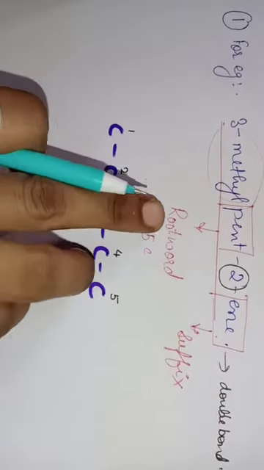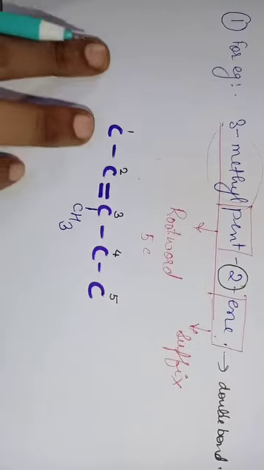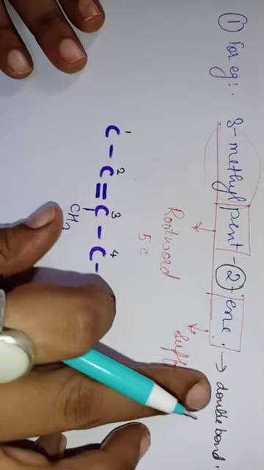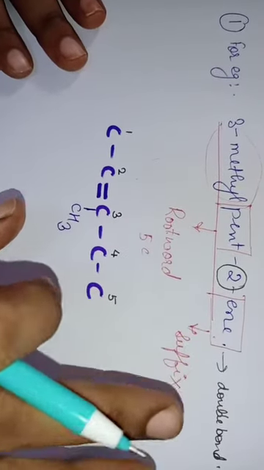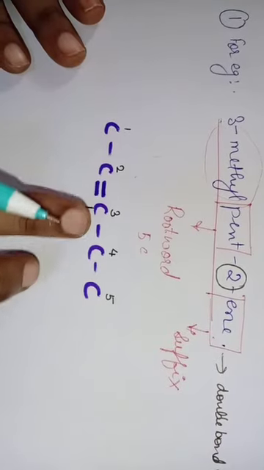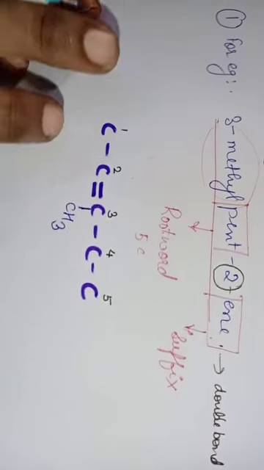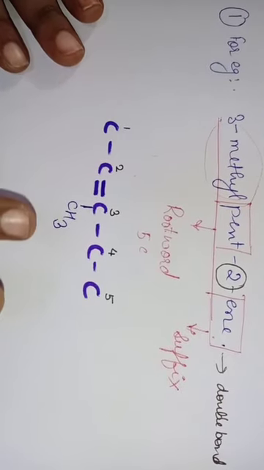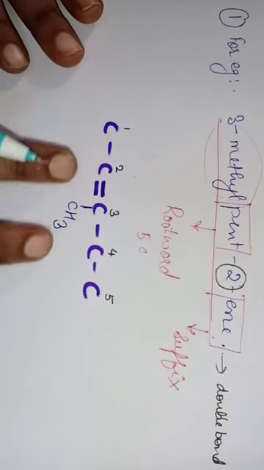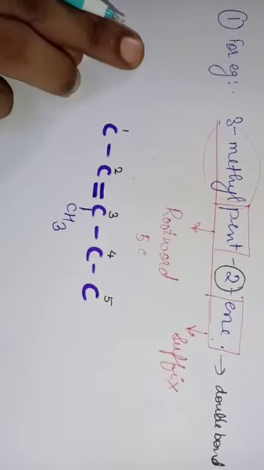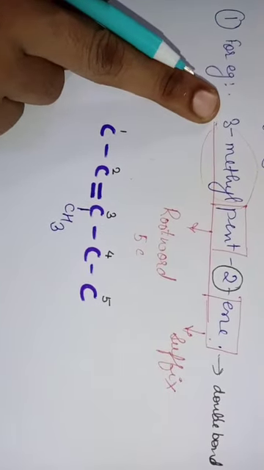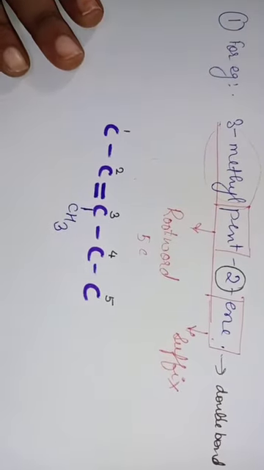I hope you are getting it. Firstly you will draw the root word, then see whether the chain is single bond, double bond or triple bond and give the same position for that chain. Then the third step is, if any functional group or substituent is there, give its position. In this chain the substituent is 3-methyl, so I have already given it.